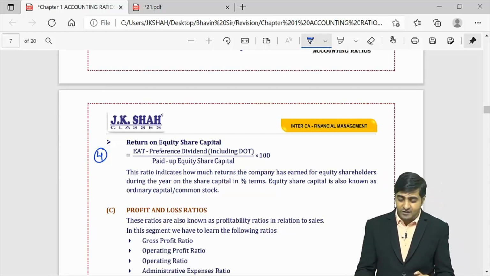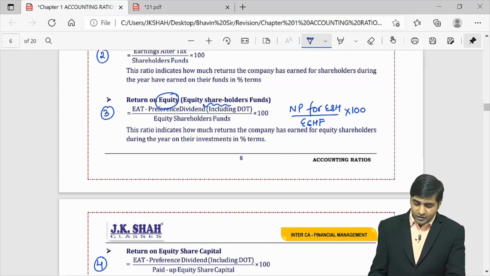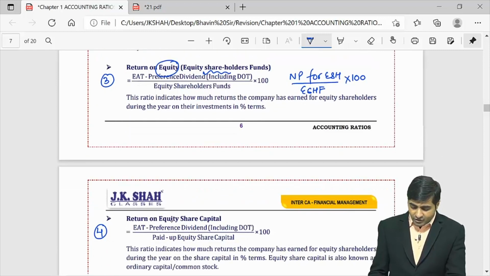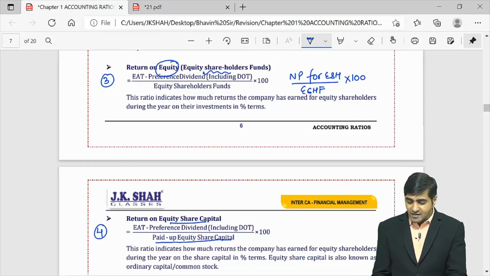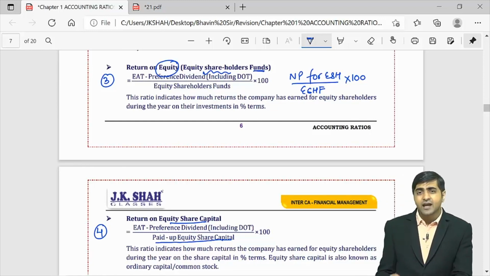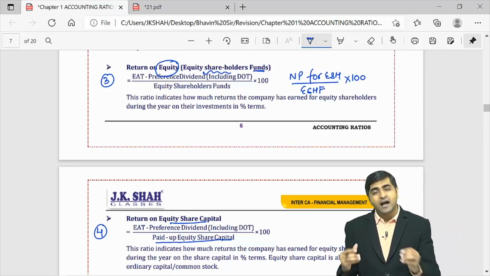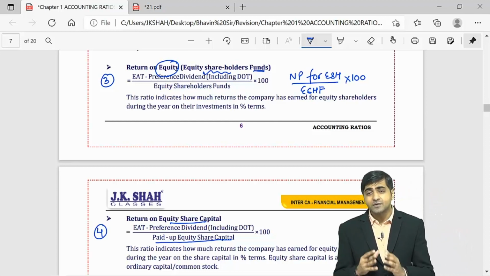So the difference between this particular return ratio, return on equity, and your return on equity share capital is, here we are just going to divide it by the capital amount only, whereas here the word funds is used, and whenever the word funds is used, are we going to consider reserves and surplus also in that?